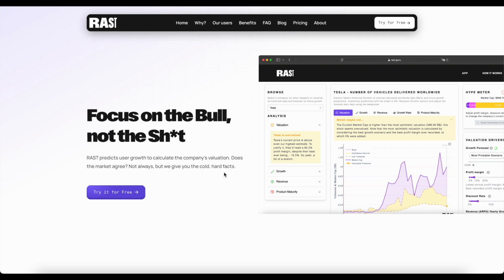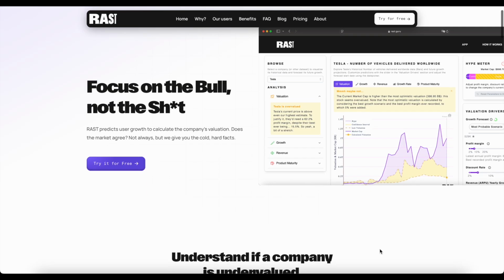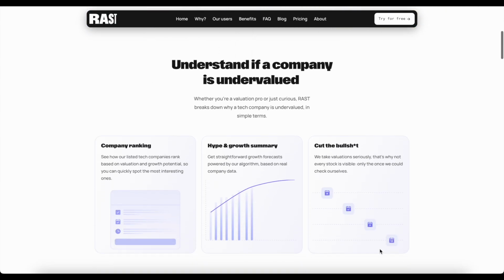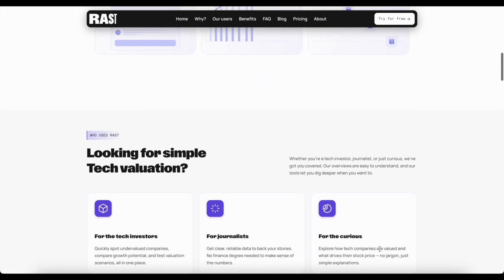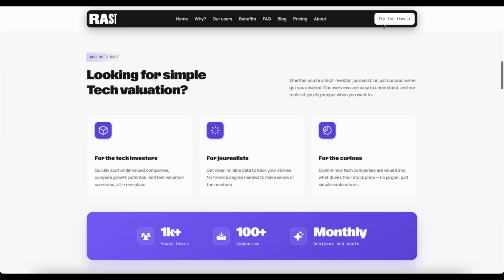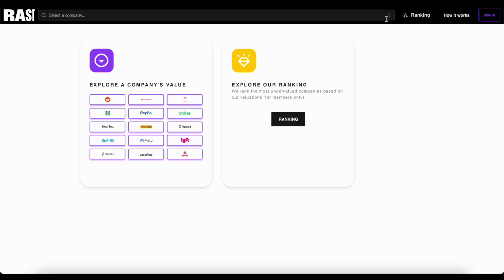Welcome to RAST. Most investment tools bury you in thousands of KPIs, numbers, and chaotic candlestick charts. We do the opposite. We strip away the noise to focus on two things: actual value and potential growth. Our goal is to give you only the core information you need to make an investment decision. And here's how it works.